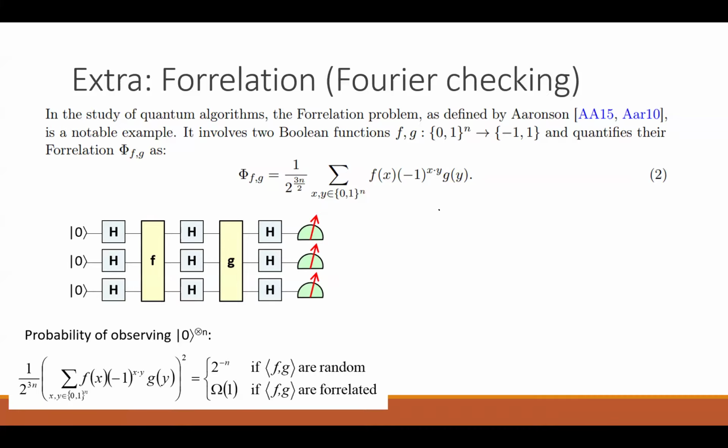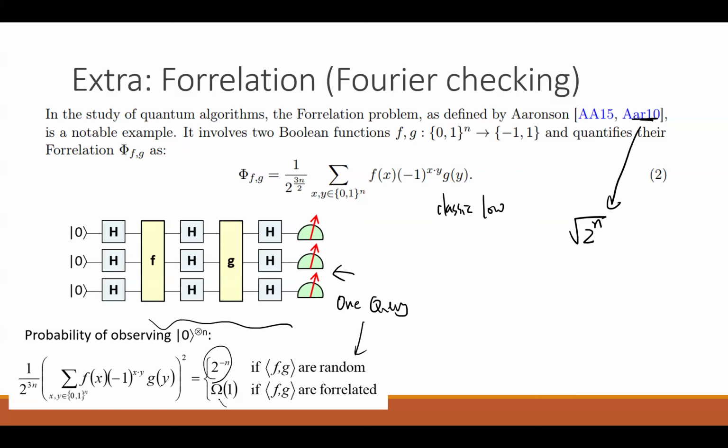I'll just tell you that the classical lower bound is very large. For the classical lower bound, you can check out this paper. I think it is basically at least square root 2 to the n. So you indeed need exponential, but for quantum you just need one query. You just run this circuit and you can get it. Because this is negligible, this is some constant, you only need constant queries to get this. So this provides a maximal separation between quantum and classical.